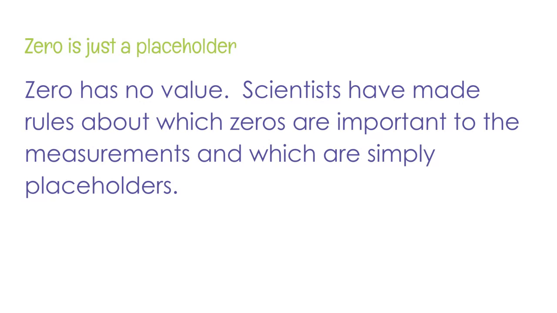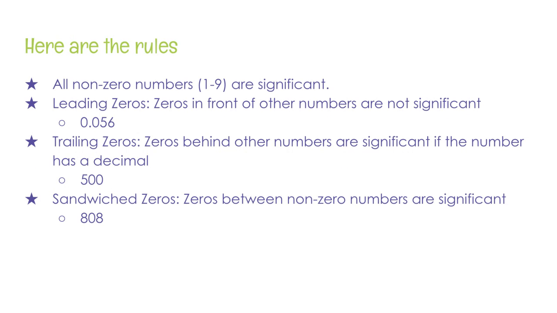Okay, so 0 is just a placeholder. It's crazy to think about, but 0 is a digit that has no value. Scientists have made rules about which zeros are important to a measurement and when they're acting as placeholders, because sometimes it's hard to tell. Here are all of those rules. And these are the rules for significant figures.